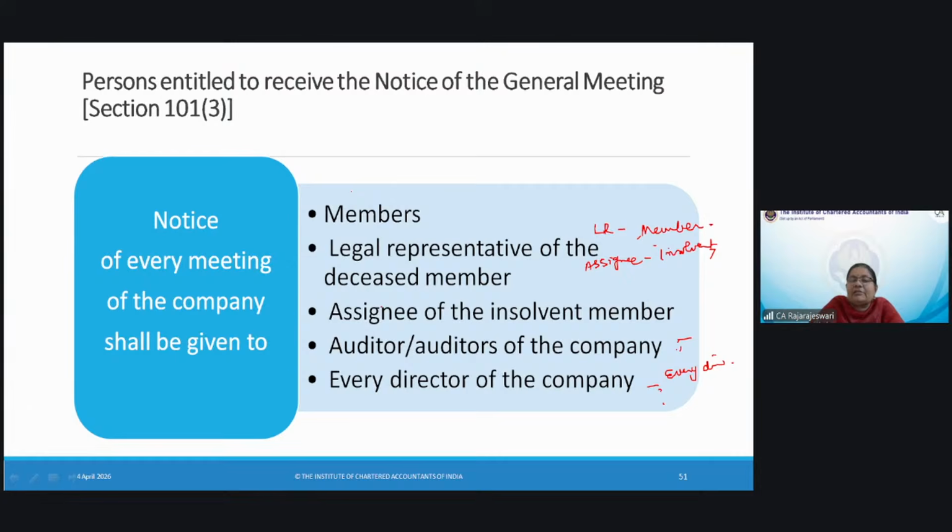So the first three parts relate to members, and the fourth and fifth are non-members. They need not be members, but still they are entitled to receive the notice of the general meeting. You should give it, because the director has prepared the board's report, so he is involved. The auditor has given the certificate. So you invite them to the meeting.